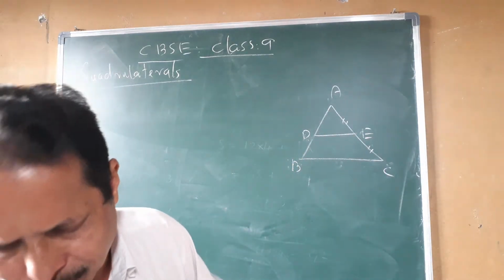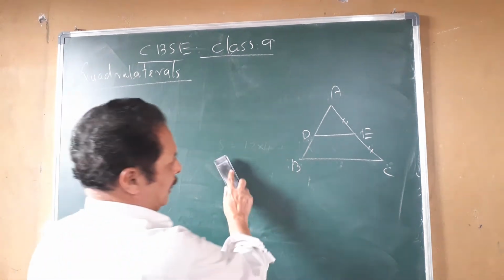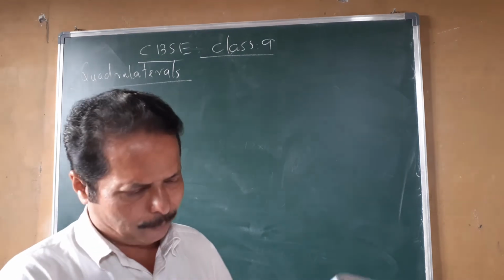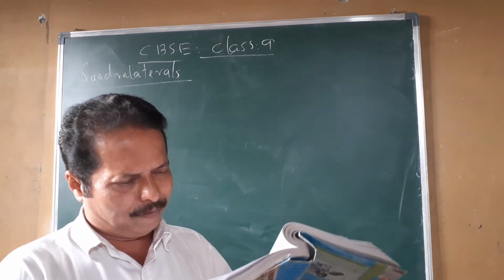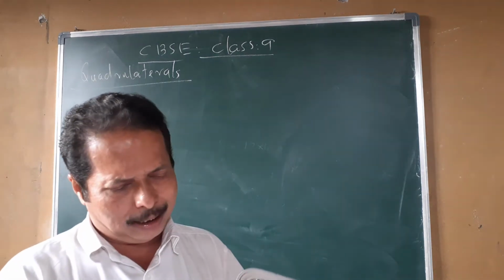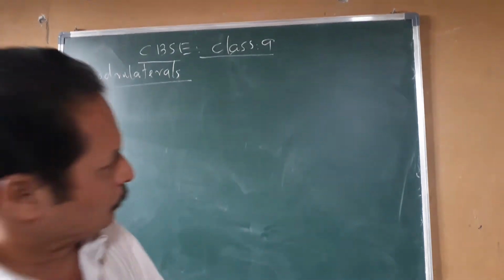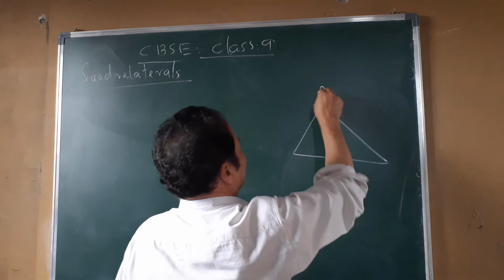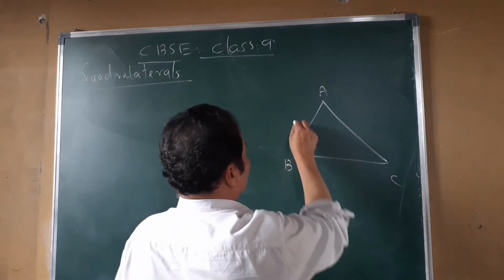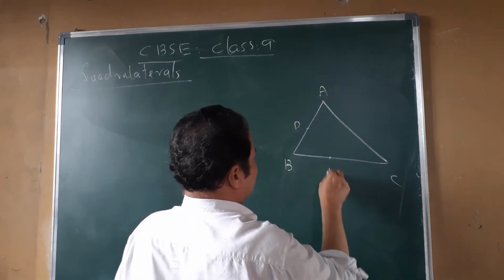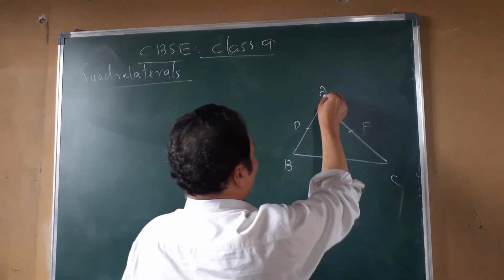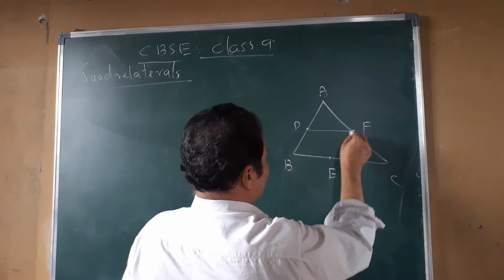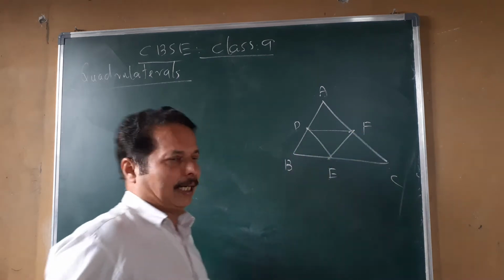Is it completed? Then look at the questions. Write the page number, page number 149, example number 7. Example number 7. ABC is a triangle. D, E and F are the midpoints of AB, BC and AC respectively, and we are given triangle DEF.